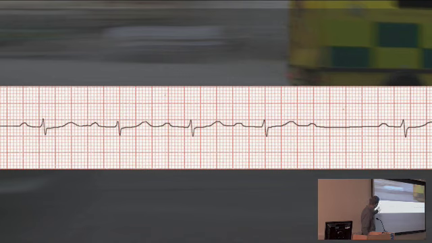So 1, 2, 3, 4, 5, 6, and a bit small squares. On this one, 1, 2, 3, 4, 5, 6, ooh, 7 or 8 small squares. This one, 1, 2, 3, 4, 5, 6, 7, 8, and a bit small squares. And then here, you've got a P wave and no QRS complex whatsoever. So what do you think that might be?